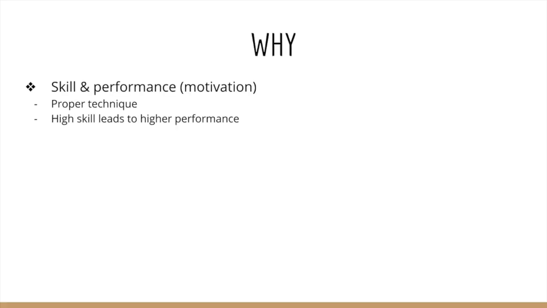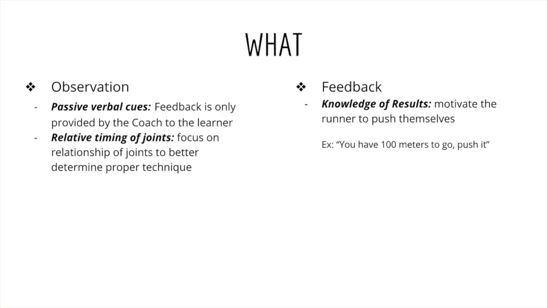The why is skill and performance for motivation. Proper technique and high skill leads to higher performance. The what of observation is passive verbal cues. Feedback is only provided by the coach to the learner, and relative timing of joints. Focus on relationship of joints to better determine proper technique. The what of feedback is knowledge of results to motivate the runner to push themselves.